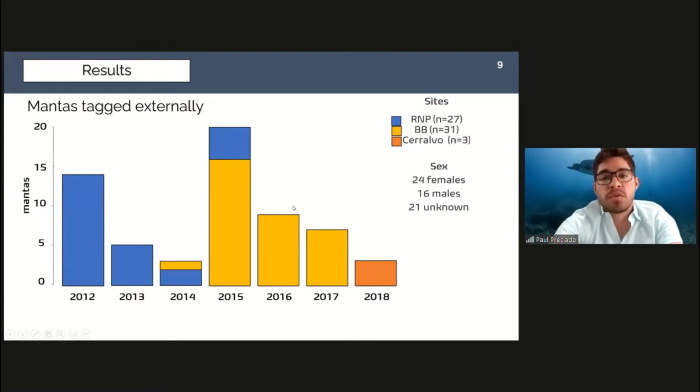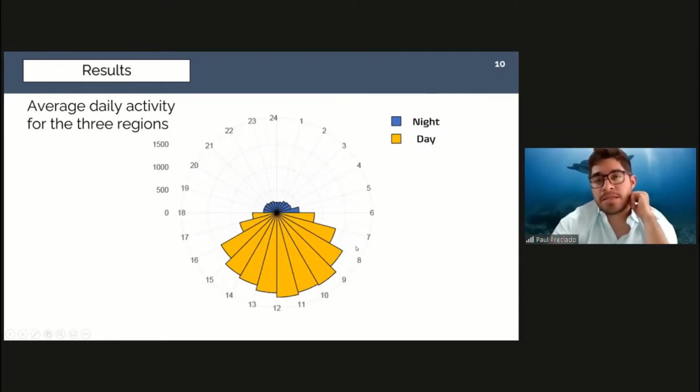About the results, from 2012 to 2018, 61 manta rays were tagged in the Mexican Pacific. 27 were tagged in the Revillagigedo archipelago, 31 were tagged in Banderas Bay, and the last 3 manta rays were tagged around Cerralvo Island. We analyzed the residence of the manta rays in the 3 different regions, and we found the same pattern. The manta rays remain at the site during daylight hours while moving away at night. The pattern was from 6 in the morning to 6 in the afternoon.